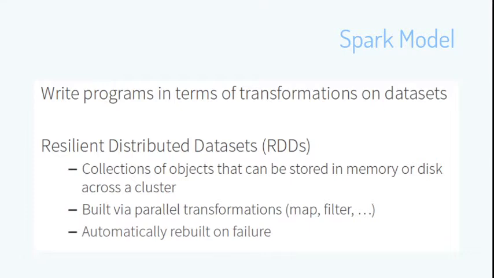Distributed, as the name itself says, means each and every piece of data is distributed across different servers. A dataset is in the form of CSV, JSON, SQL, or any other data format. Based on this RDD, we collect the objects and do some filtering. That is what we are doing here in the Spark model.